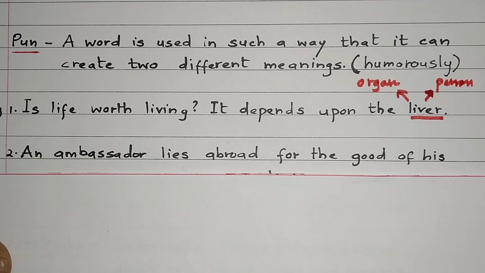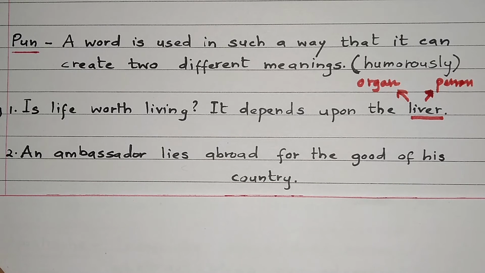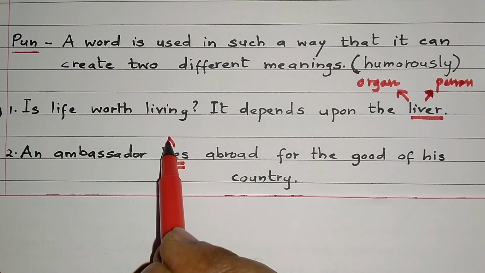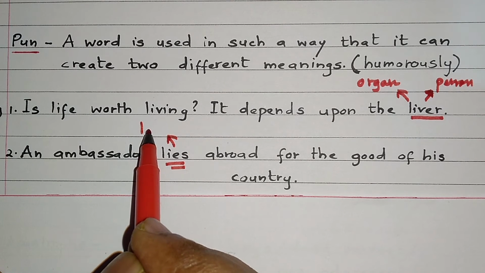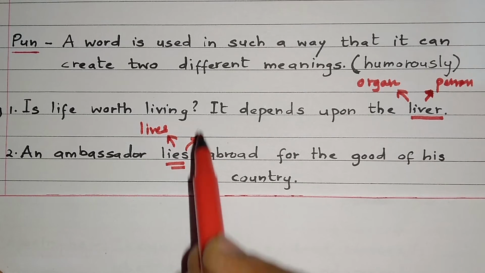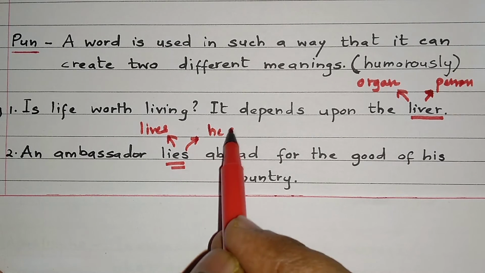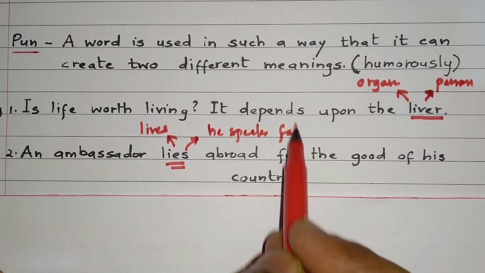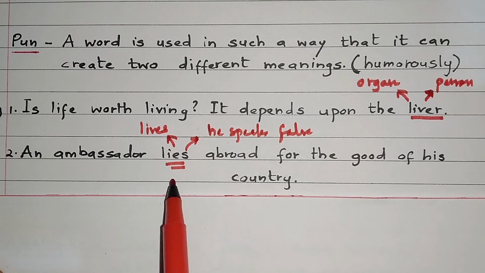Next, an ambassador lies abroad for the good of his country. Here, the word lies has two meanings. One meaning is that he lives abroad. Lies means he lives abroad. The second meaning of lies is that he speaks false. So, therefore, these two lines are examples of pun, because two different meanings are conveyed by these words in those sentences.